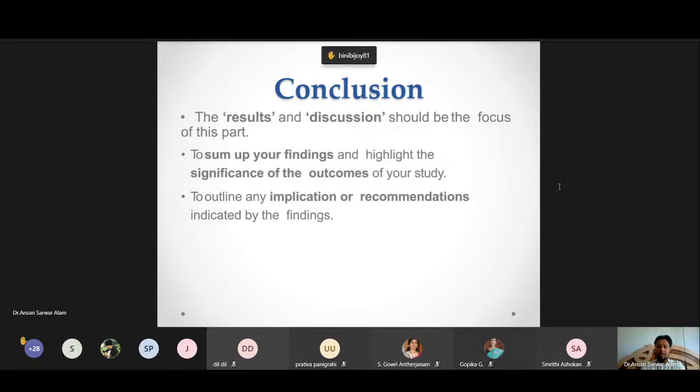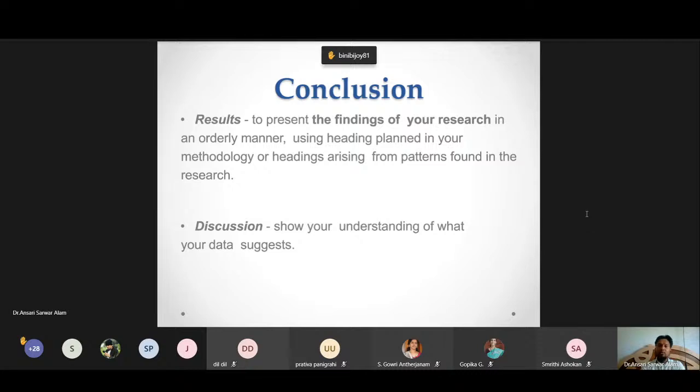Next, results. In a particular way, present the findings of your research in an orderly manner using headings planned in your methodology, or headings that arise from patterns found in the research. Discussion shows your understanding of what your data suggests.